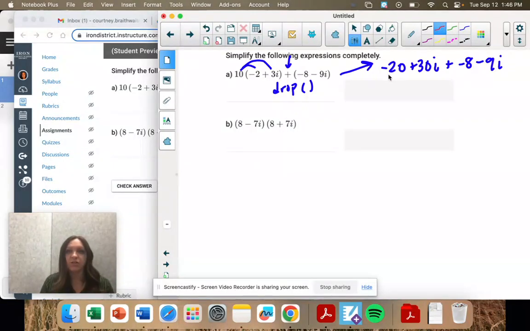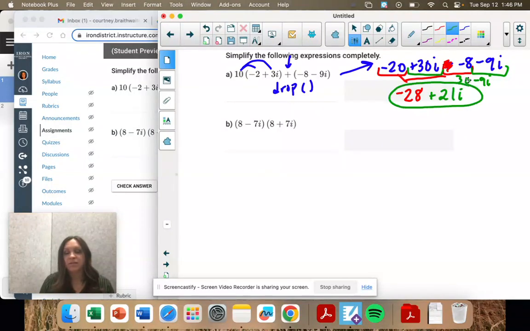Let's combine our like terms. So I have negative 20 plus negative 8. Remember, that's kind of weird when we have two signs. It's really negative 20 minus 8, which is negative 28. And now I need to combine my two terms that have i. So 30 minus 9, and then the i comes along. 30 minus 9 is 21, and then we have an i. So negative 28 plus 21i.